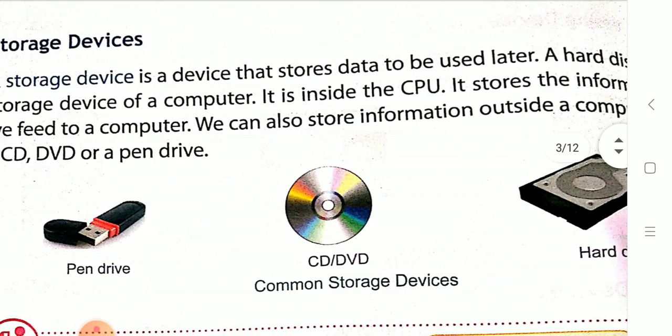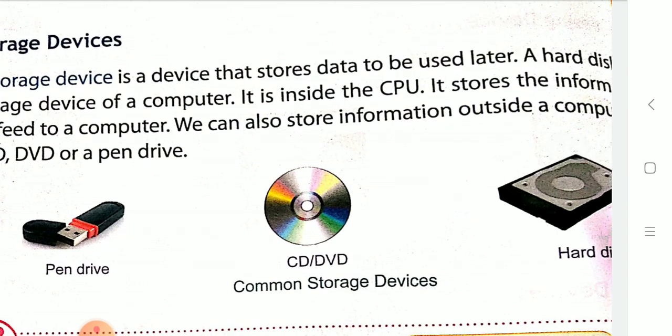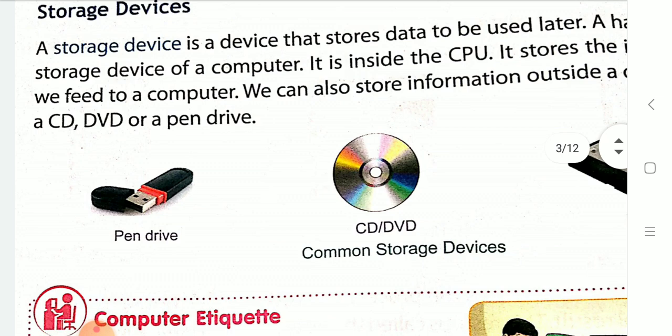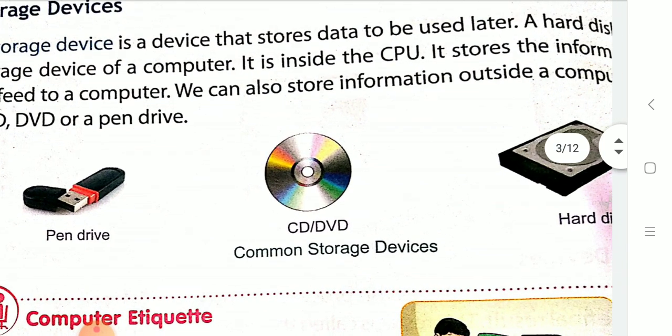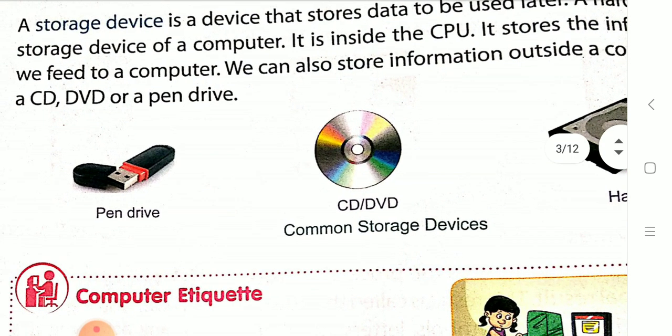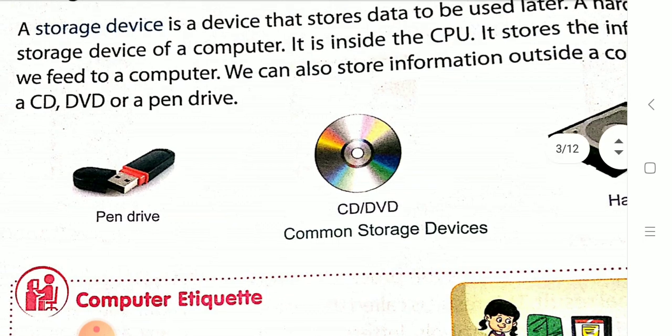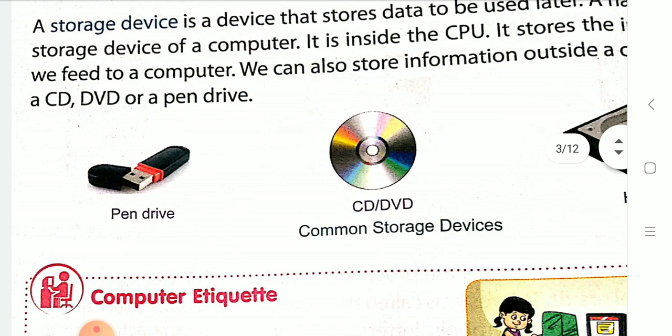The hard disk is a storage device of a computer. It is located inside the CPU. It stores the information we feed to a computer. We can also store information outside a computer, on a CD, DVD or pen drive. Do you know the full form of CD? The full form of CD is compact disc. DVD means digital versatile disc, and then the pen drive.